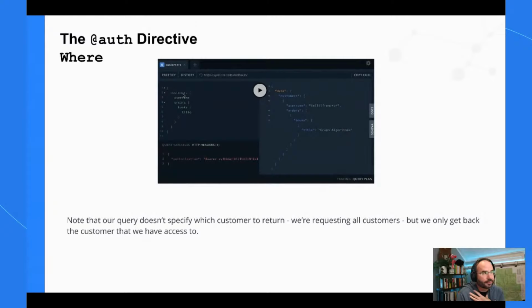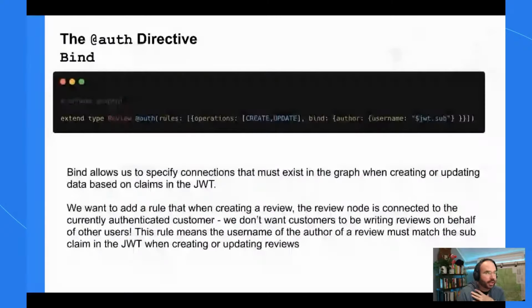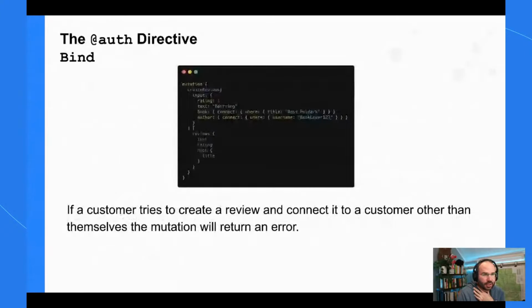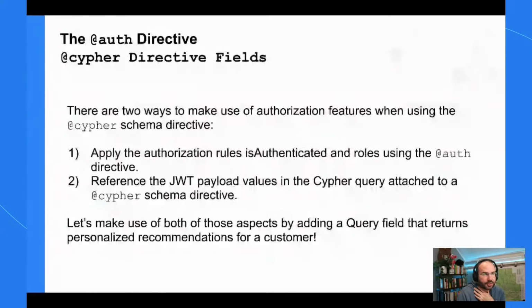Bind is a rule that allows us to, when we're creating data, ensure that it matches some pattern in the database. So for example, this rule is saying when we're creating or updating a review, that the author of the review needs to be the currently authenticated user. So only users can create or update their own reviews. So those are some of the basic rules that I can define using the auth directive.